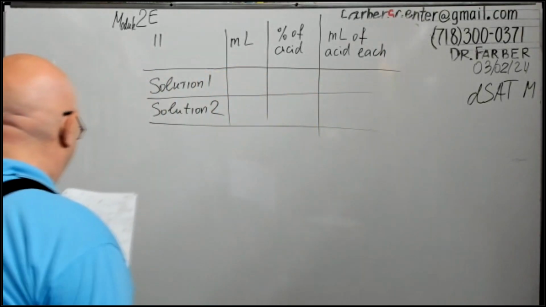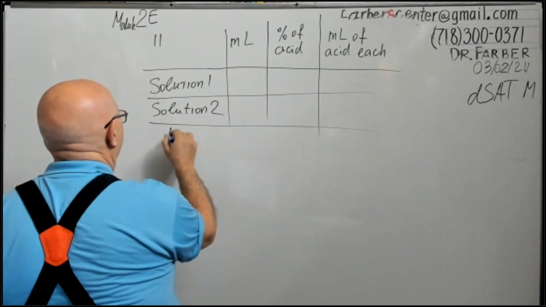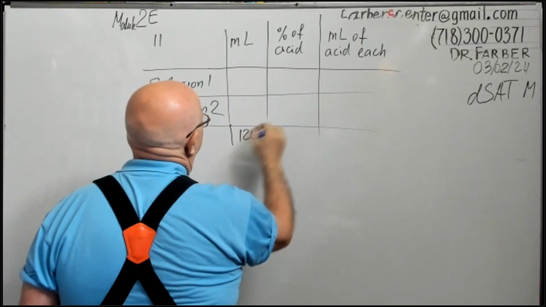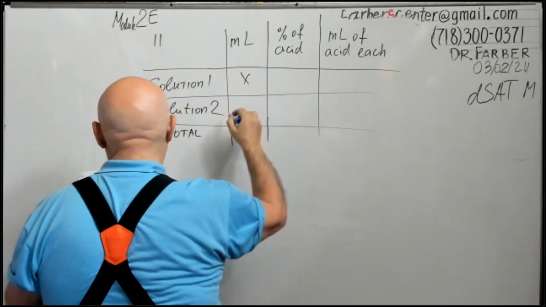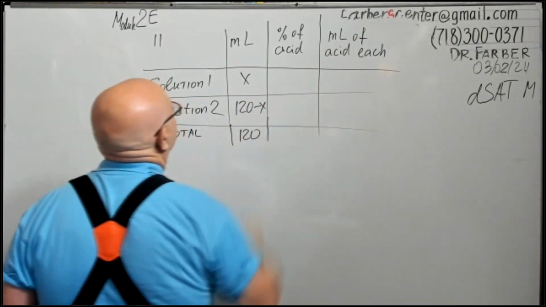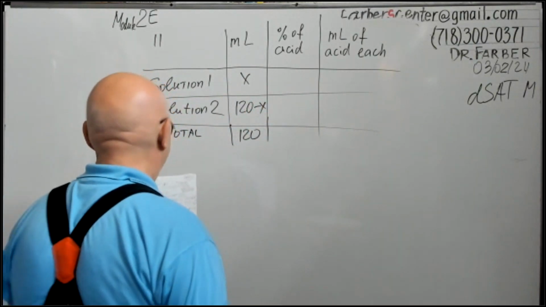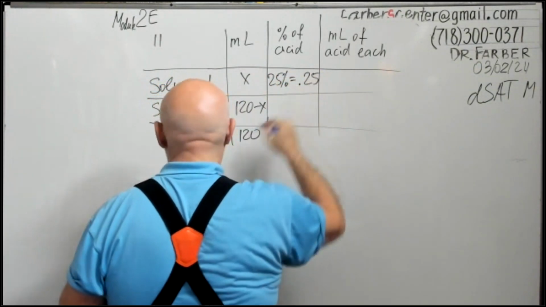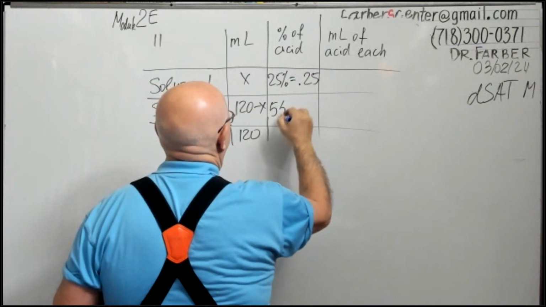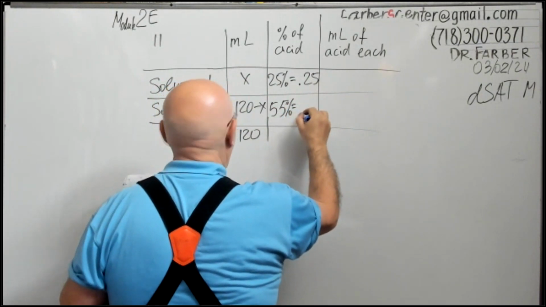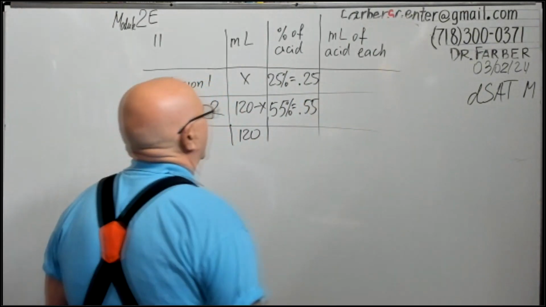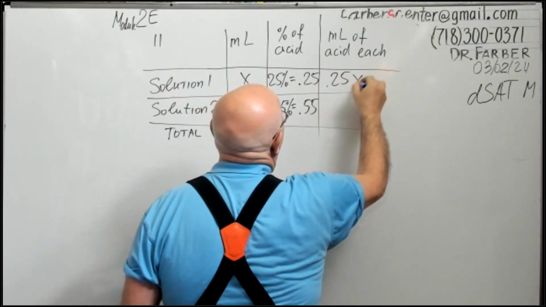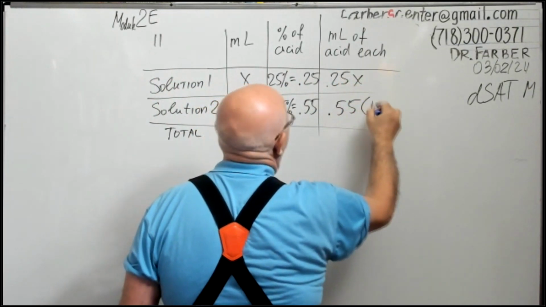Incorporate with data from this problem. From this one, by the way, total. They had 120 milliliter, like we did in the previous problem. If this is x, this would be what? 120 minus x. Percent of acid, 25%, which is 0.25. 55%. It's 0.55. And this column, like in previous, product of these two columns, 0.25x, 0.55 times 120 minus x.